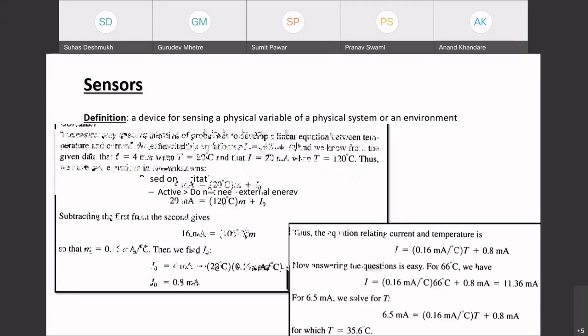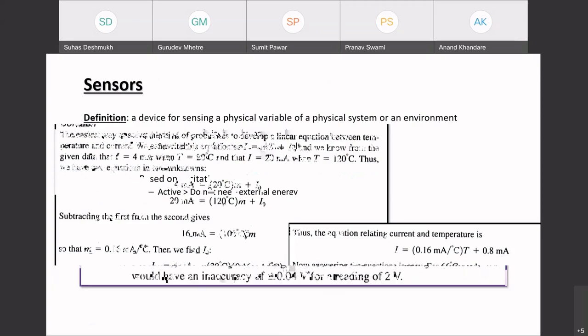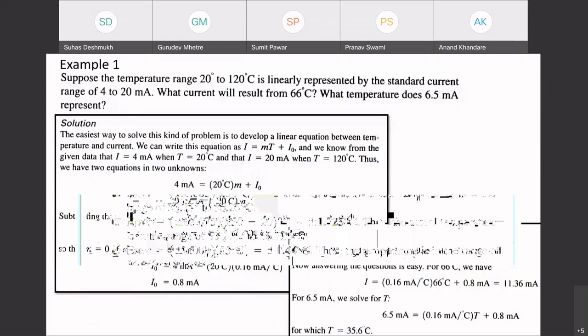Suppose a temperature sensor having a range of 20 degrees to 120 degrees is linearly represented by a standard current range, here 4 to 20 milliamperes, for the sensor. What will be the result at 66 degrees?